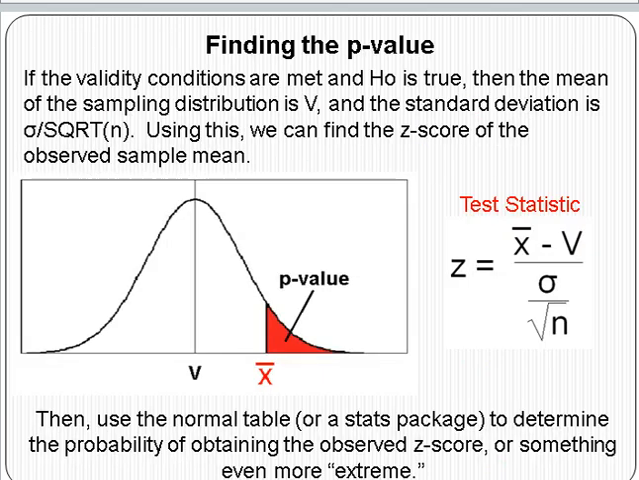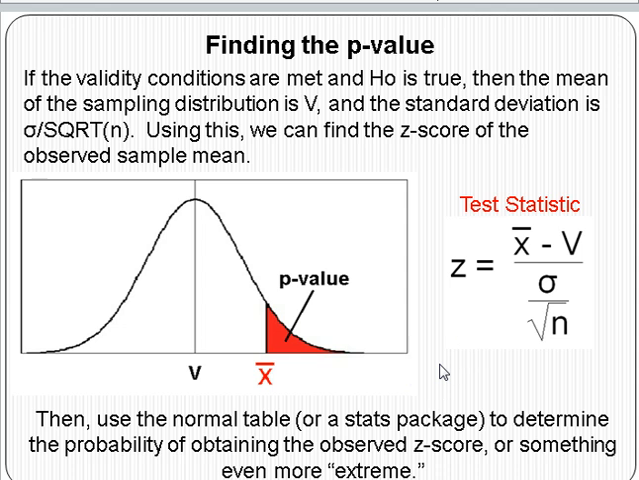Okay, to find this p-value, what we're going to do is use what we know about the sampling distribution of the mean. So if the validity conditions are met, and H0 is true, then we know that the sampling distribution is normal. We know that the mean of the sampling distribution is V, and the standard deviation is the standard deviation of the population divided by the square root of n. Using this, we can find the z-score of the sample mean we calculated. That z-score would be the sample mean minus its mean, which is V, over the standard deviation of the sample mean, and we call that the test statistic.